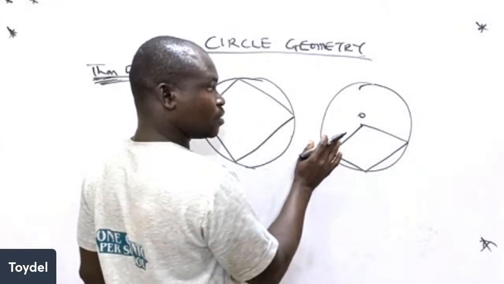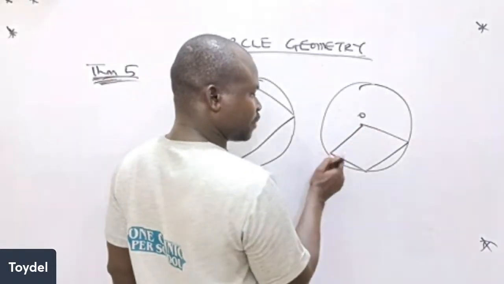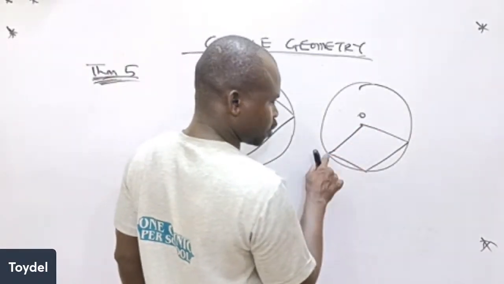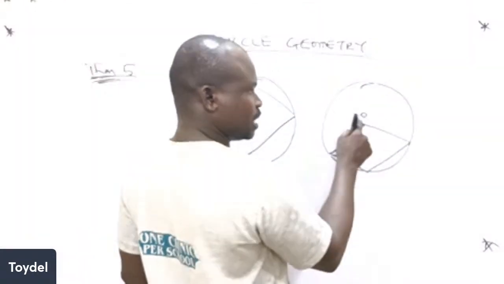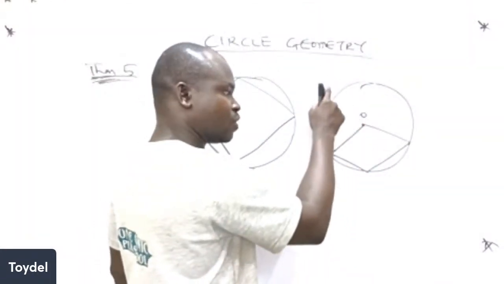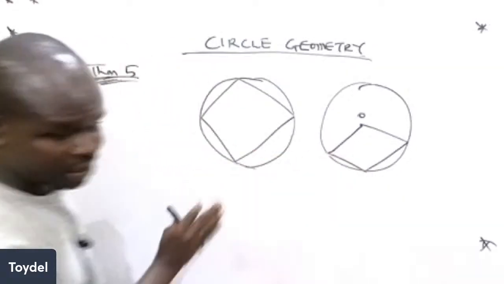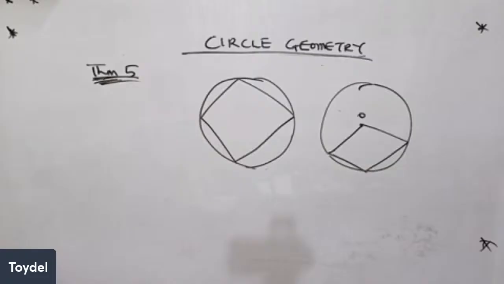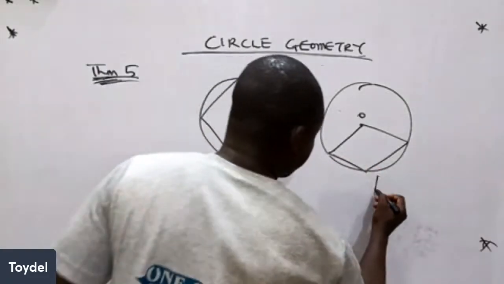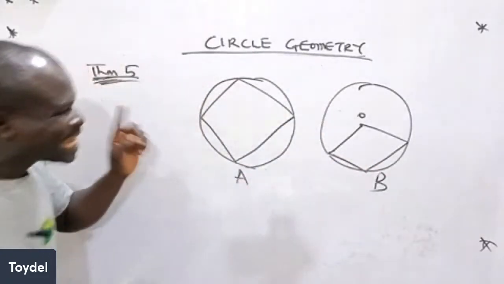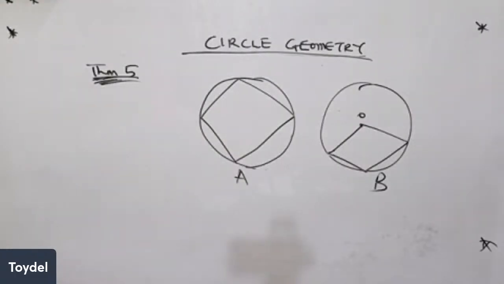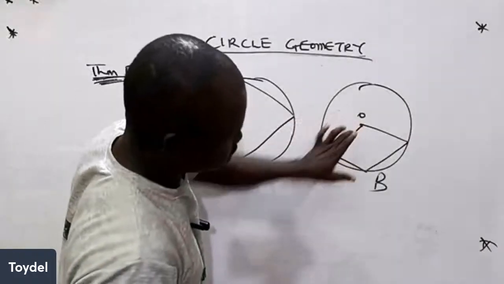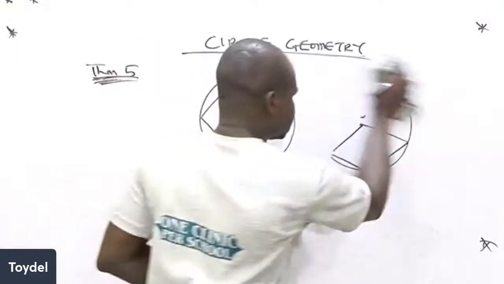In this case, this one is the center. We only have three vertices of this quadrilateral touching the circumference of the circle. The last one does not touch the circumference, so this one is not a cyclic quadrilateral. Please, let's get the difference. In this case, you apply theorems 2 to 4 to solve the problem on the right-hand side. But this A is a cyclic quadrilateral because all four vertices of the quadrilateral touch the circumference. This is a cyclic quadrilateral, and this is not. So please, let's get the difference.